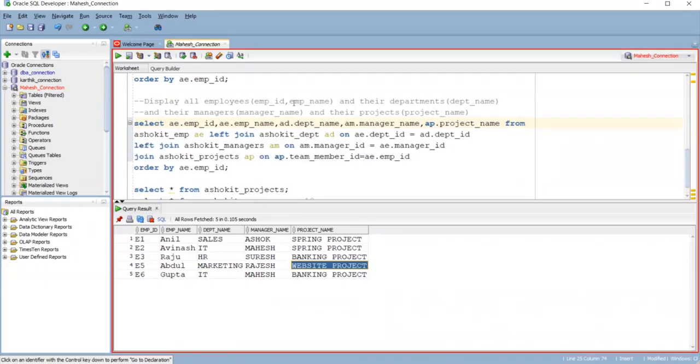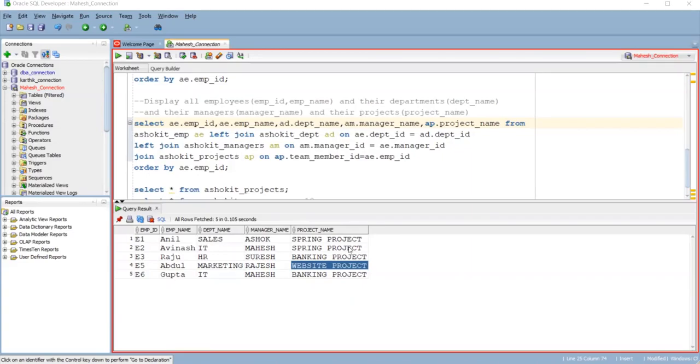Based on the result, could you please confirm? So we got only the 5 employees' information, but our requirement is what? Our requirement is to display all the employees. The 4 employees are not showing up in the result. What do I need to do? My requirement is to display all the employees' information and their associated departments, projects, and managers. Right? That is our requirement.